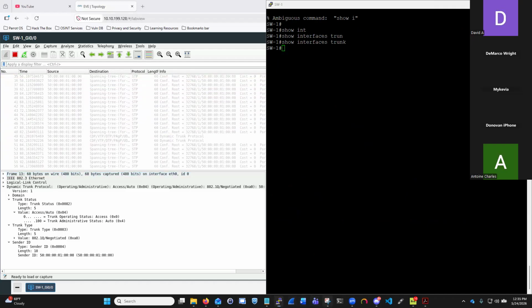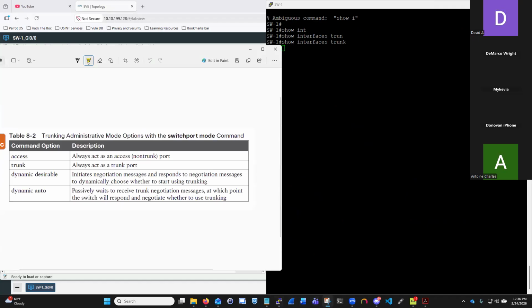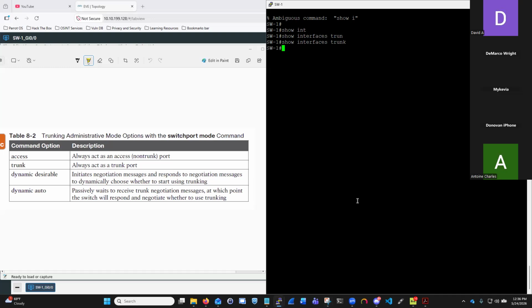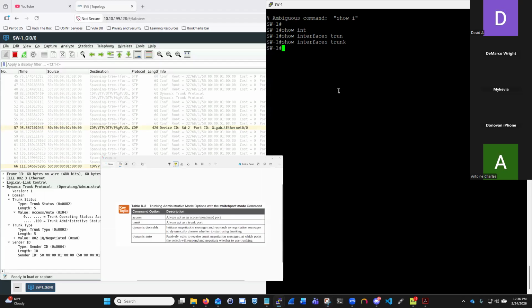Per that screenshot, we're going to have to set at least one side to desirable, because it's going to initiate the negotiation of messages and also respond to negotiation messages. All right, so let's go ahead and set switch one to do that.